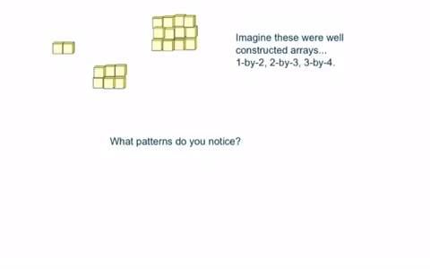Okay, so this is going to take a little bit of you imagining that these were really well done arrays. I know they're a little off kilter, but imagine that they're really done. So you can see there that there is a 1 by 2 and a 1 by 2 and a 2 by 3 and a 3 by 4. So what patterns do you notice? Do a quick sketch of these in your notebook and then write down the patterns that you notice, and when you have that done, come back to the video.